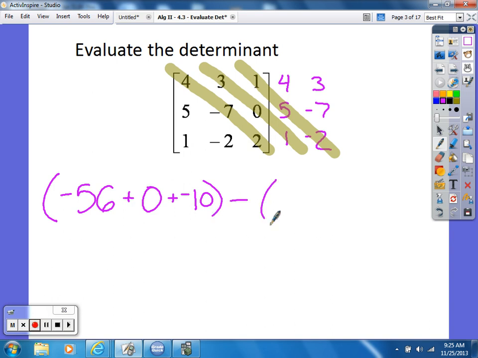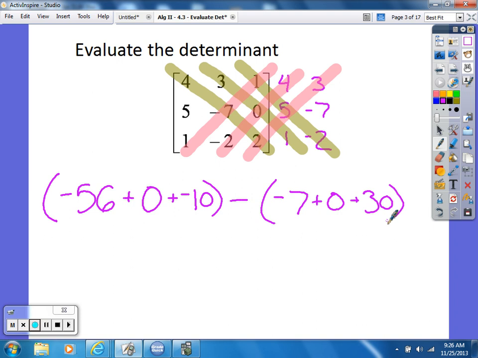So I added those diagonals, but now I need to subtract, like on the last one, diagonals going the other way. So now I'm going to make these 3 diagonals. So I have 1, -7, and 1. That makes -7, plus 4, 0, and -2, plus 3, 5, and 2.